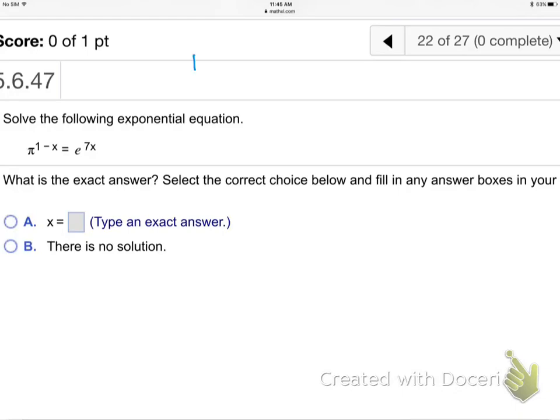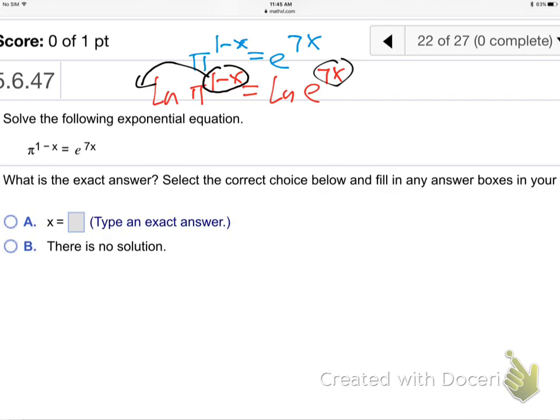Okay, so pi to the 1 minus x equals e to the 7x. What am I going to do? ln both sides, right? Get the x out of the power. So bring down the powers. So (1 minus x) ln pi equals 7x ln e. And what's the ln e? 1. That's just 1, so we can just ignore that.